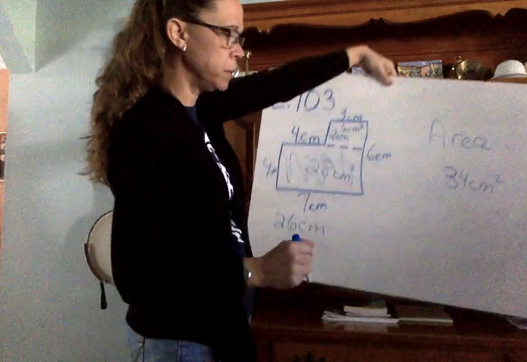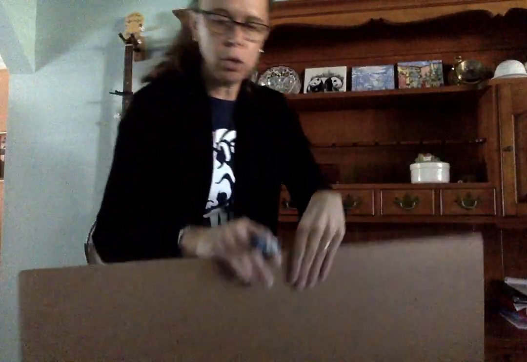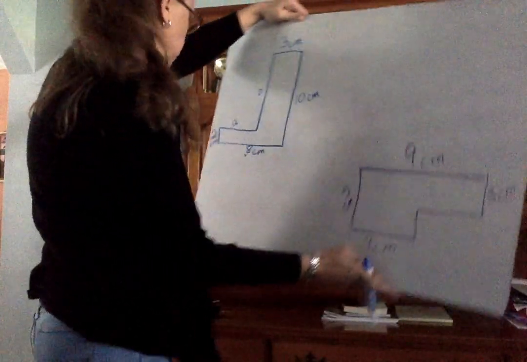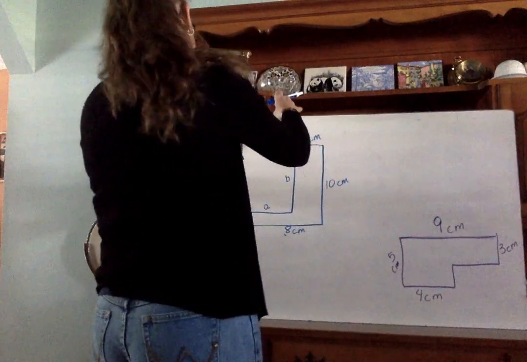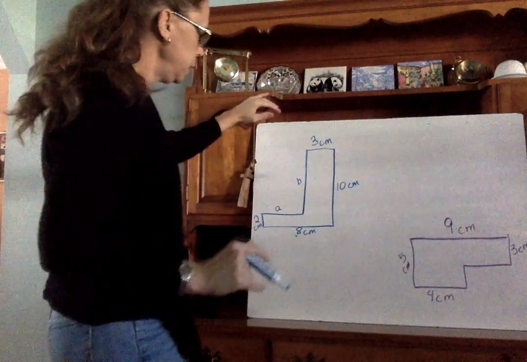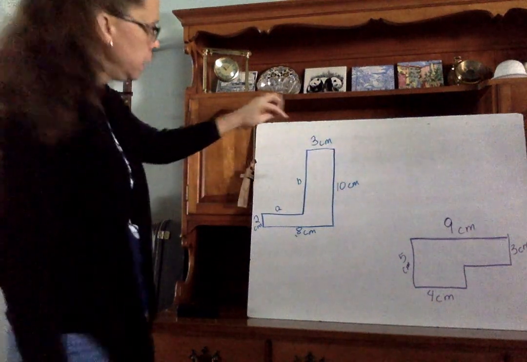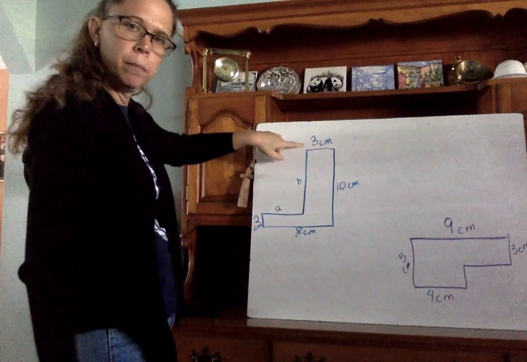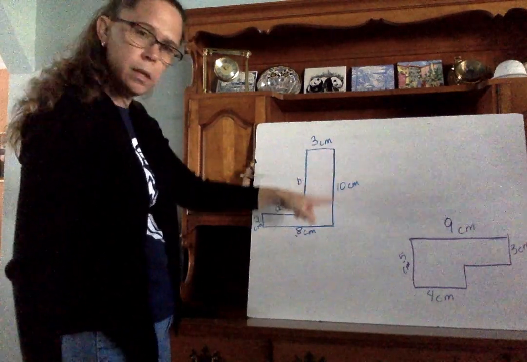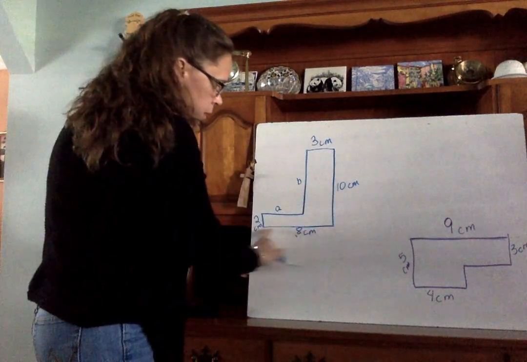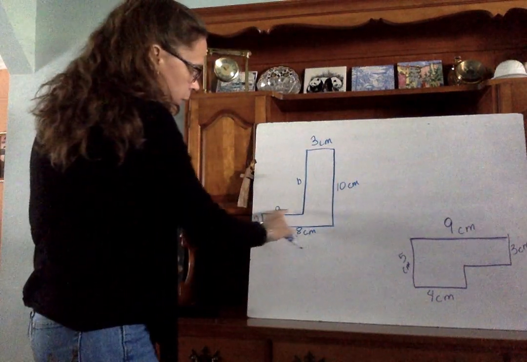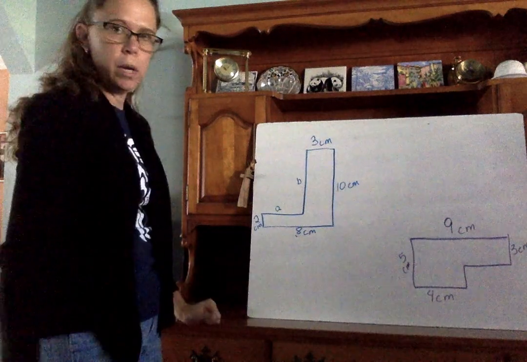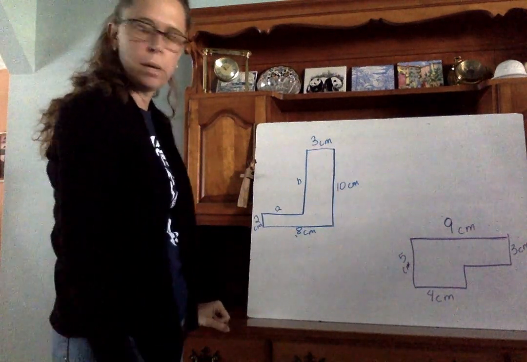So let's try a few more examples. As I go through these examples, go ahead and draw them in your notebooks so that you can work along with me, okay? So, here is our next figure we're going to work with. This top length measures 3. The side length measures 10 centimeters. This bottom length is 8 centimeters. This tiny piece here is 2 centimeters. And then I'll label this one A and this one B. Go ahead and draw that in your notebooks. Pause the video if you have to.